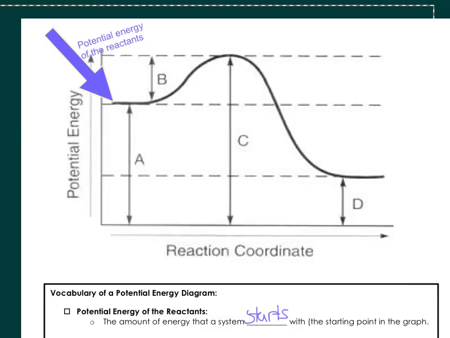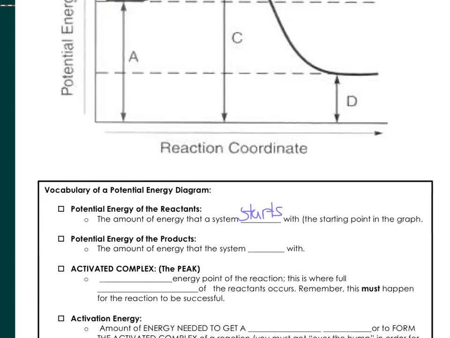All right, so you can see I've labeled it as the potential energy of the reactants, and actually it is A, so the value that is A, this entire energy level right there. All right, so let's take a look at our next one.